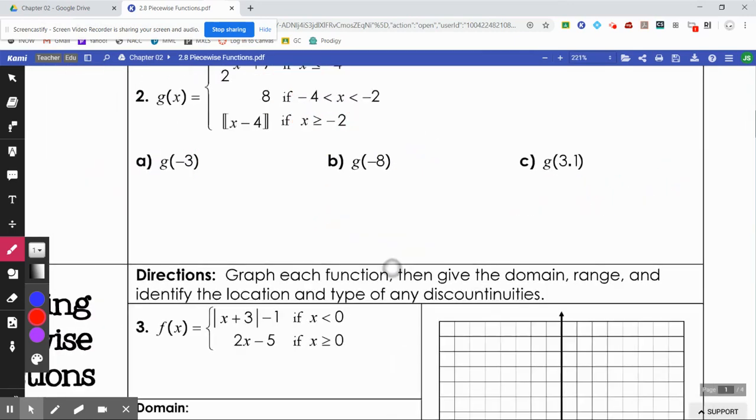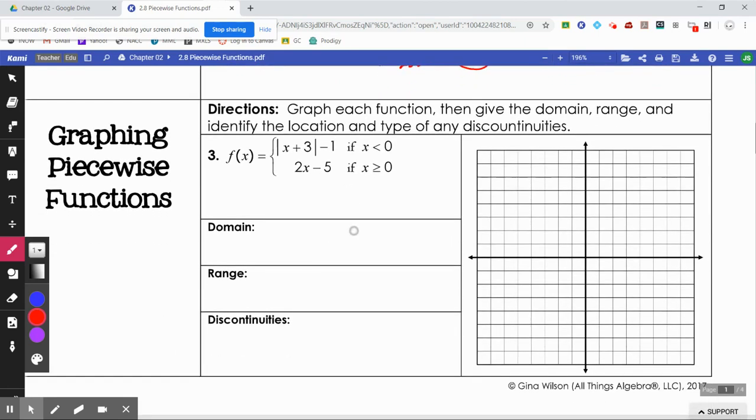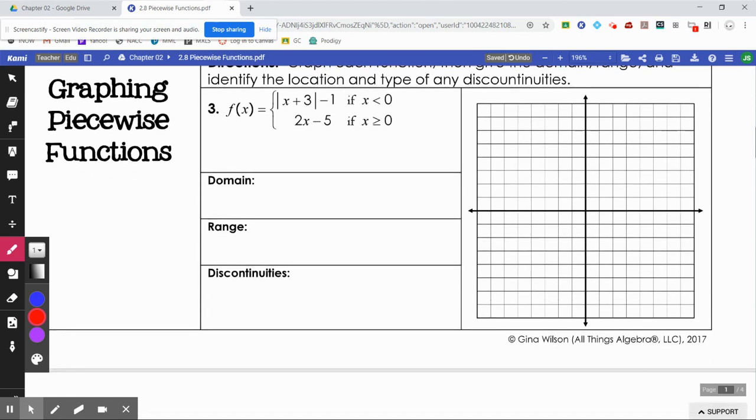Okay, now in the next section, we're asked to graph piecewise functions. Graph each function, then give the domain, the range, identify the location, and types of discontinuity. Now, one way of graphing these, and this is not my favorite method, is by taking these x values and making a table of values, like plugging in -3, -2, -1 into my first table, and then doing the same thing for the second part.